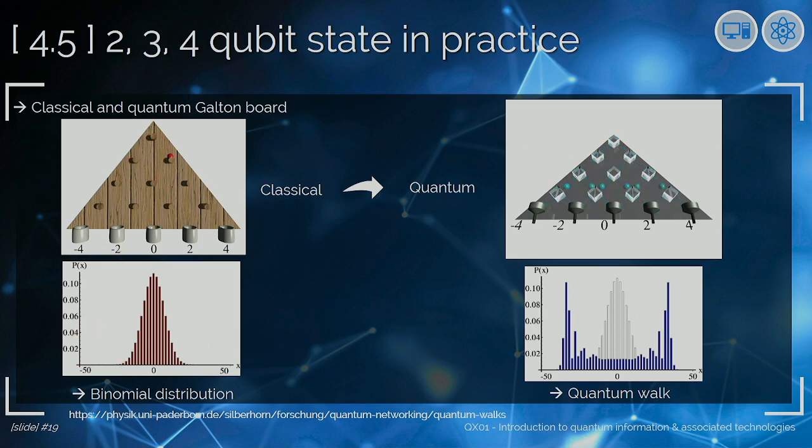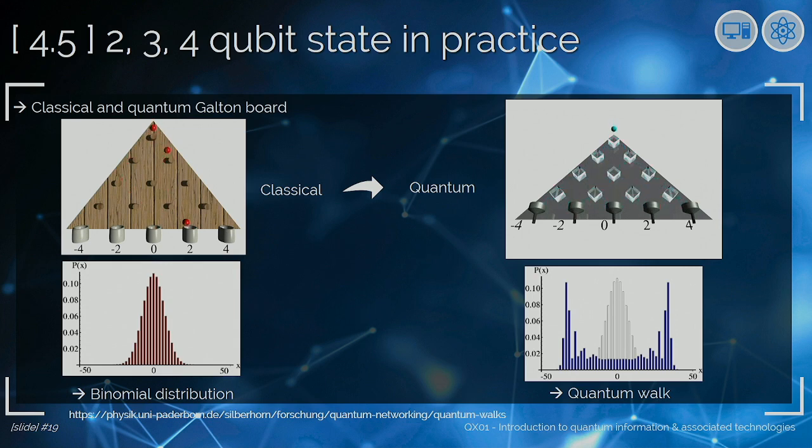What it says is that the likelihood of the balls arriving in the center is higher than on the side, or much further on the side. So it's just a standard classical probability distribution.